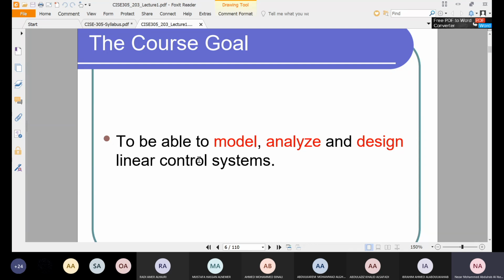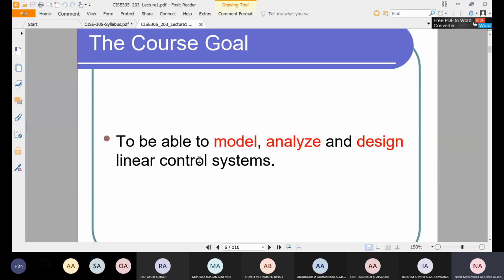From understanding this topic, the student will be able to model. That means, as we said, the model is to get the mathematical equation to model the system. That means we get a mathematical model from electric circuits or mechanical systems and analyze this system.